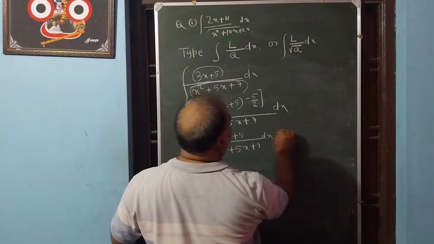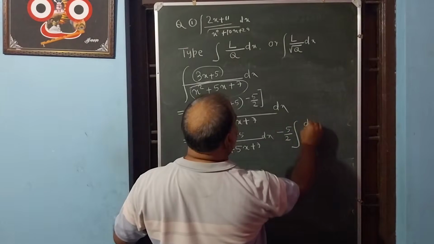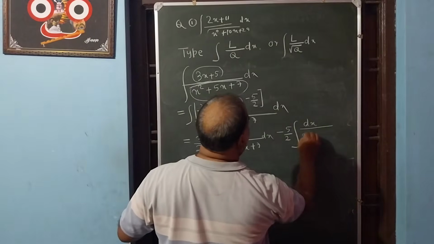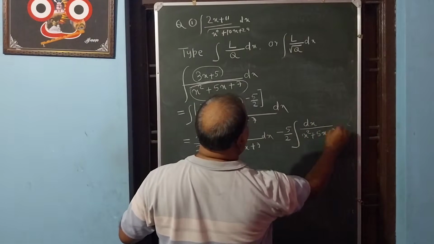Now another, minus 5 by 2, is also a constant that will be coming outside. We get dx upon x square plus 5x plus 7.